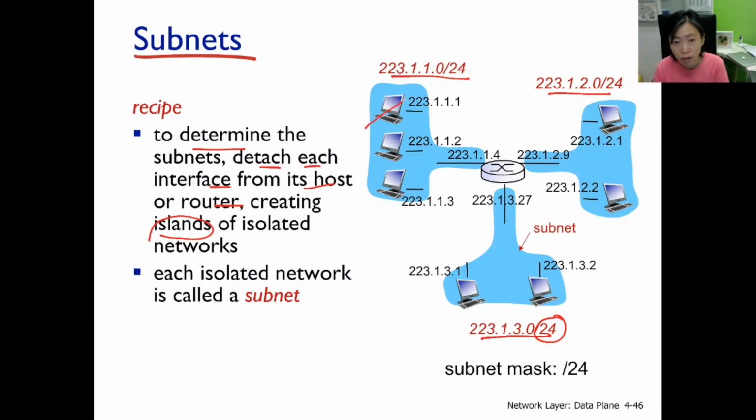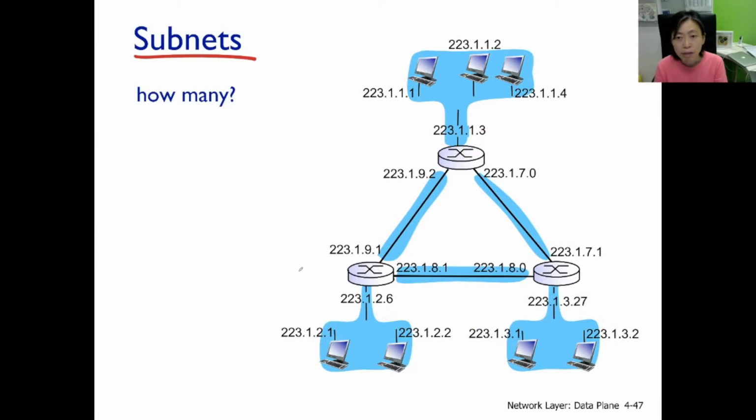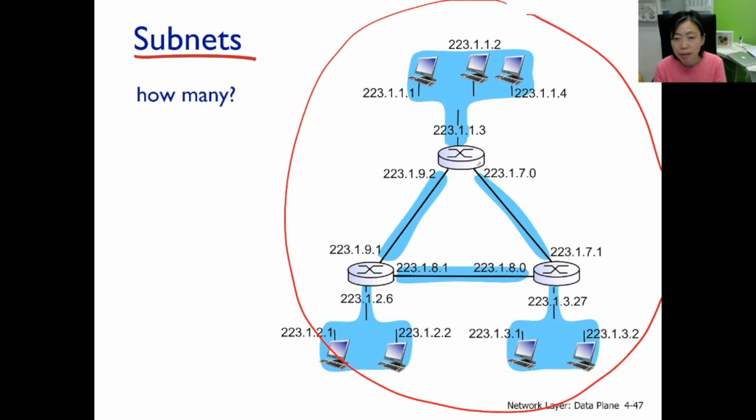So let's detach host, host, host, router, host, host, host, host. So we get what? One island of these network interface cards, one island of these network interface cards, and another island of the network interface cards. So each isolated island is a subnet. So if you want to figure out how many subnets there are for this network, break all these hosts and routers.